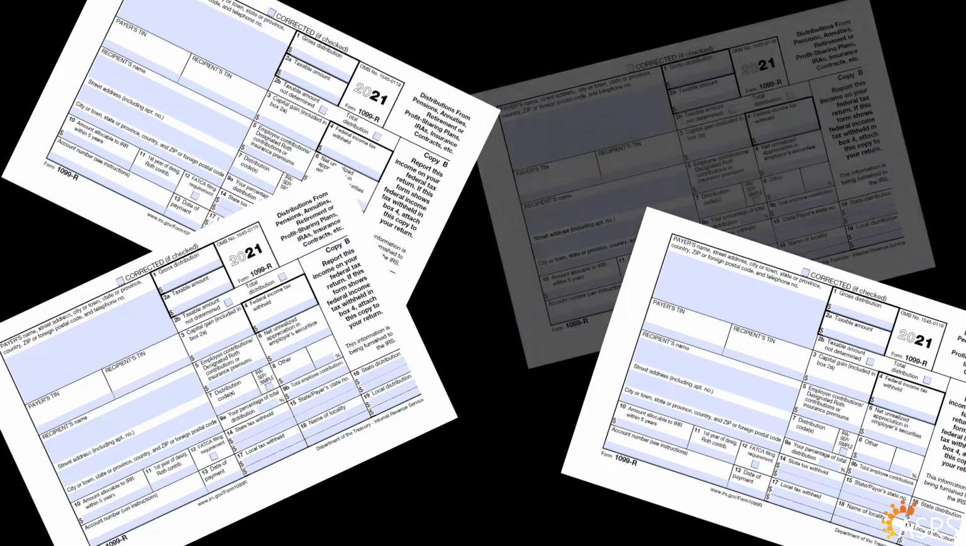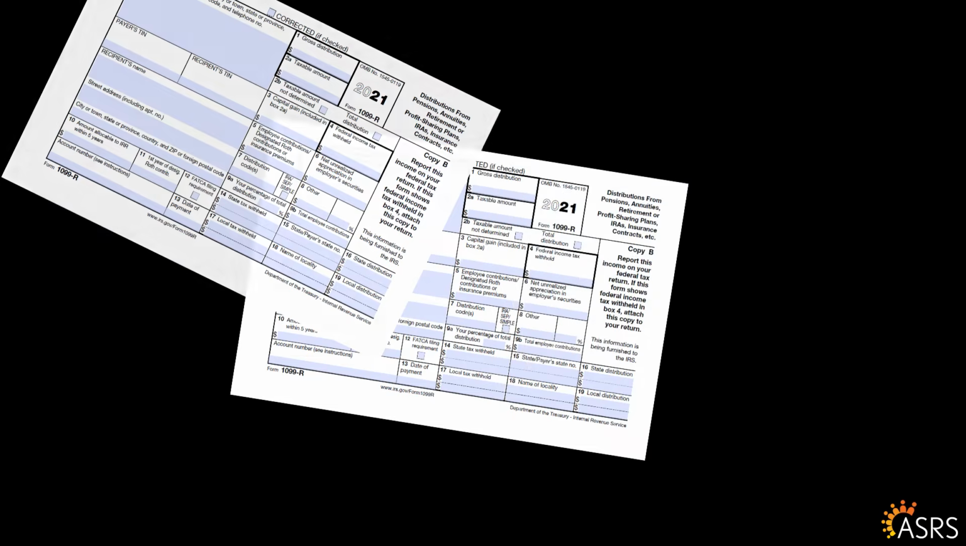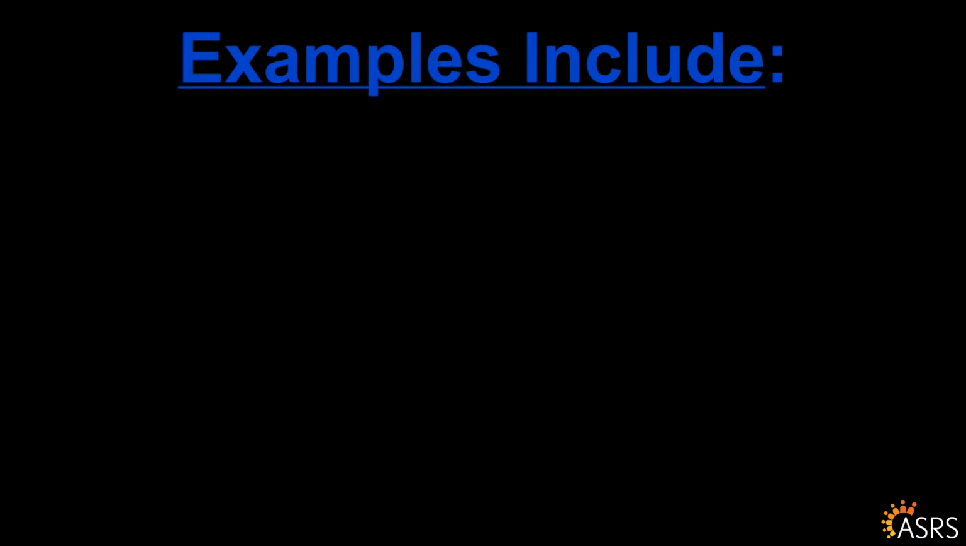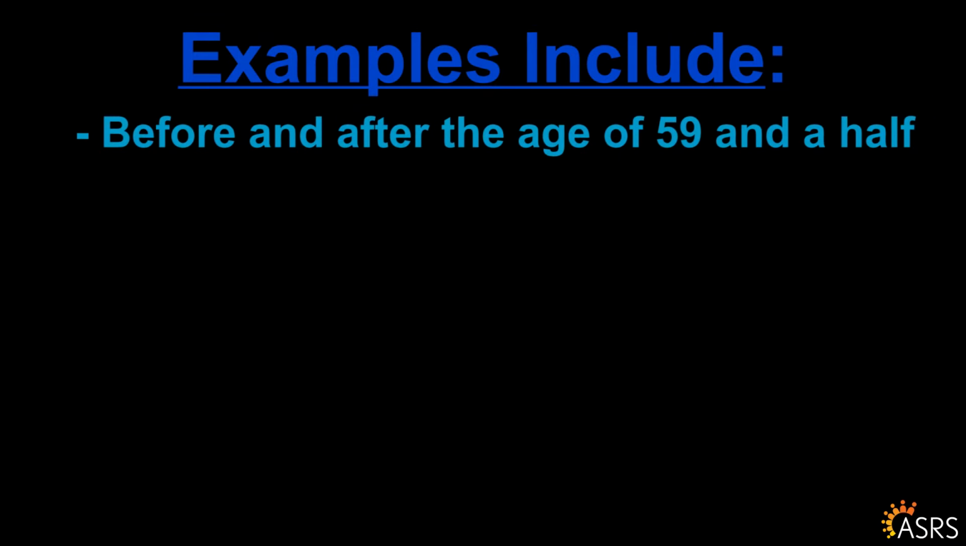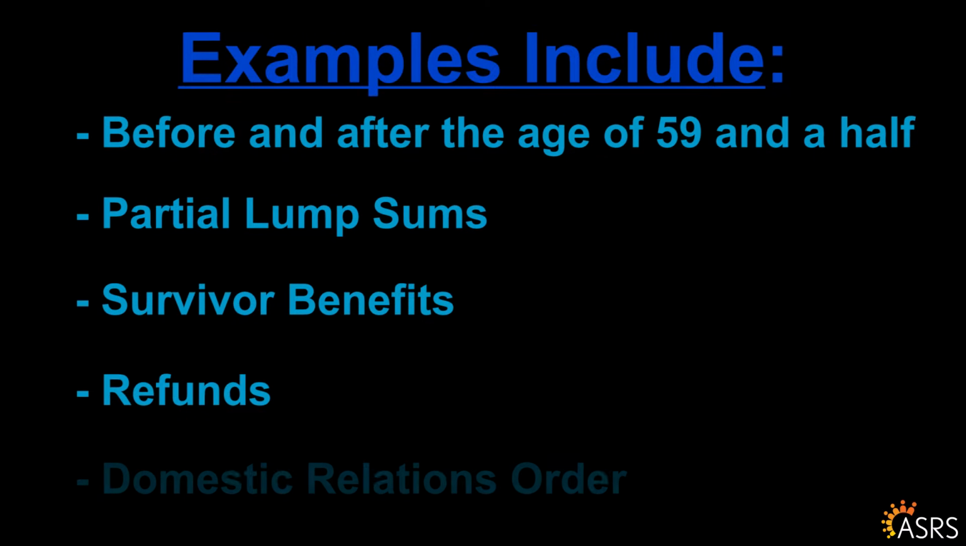The 1099-R reports your gross and taxable income received from the ASRS. If you received multiple types of benefits from the ASRS, you'll receive multiple 1099-Rs for each type of benefit depending on your situation. Examples include before and after the age of 59 and a half, for any partial lump sums, survivor benefits, refunds, or a domestic relations order.